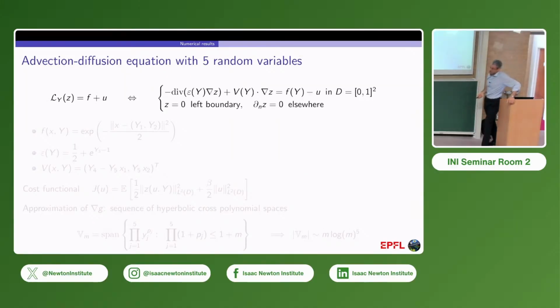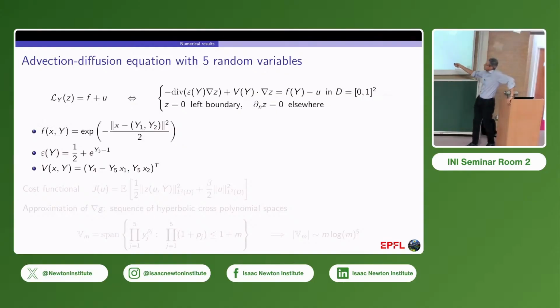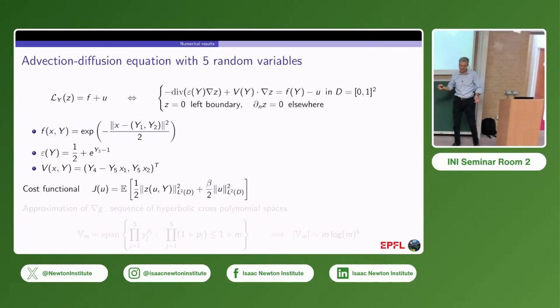This is a slightly more challenging case, but still very simple. So it's a transport diffusion equation. We added a transport term and the right-hand side f of y, and there are 5 random variables: on the diffusion, on the vector field, and on the forcing term. The forcing term is a Gaussian bump placed at a random position y1, y2. So again, still 5 random variables, to be able to compute a reference solution and see how things compare and converge to the optimum.